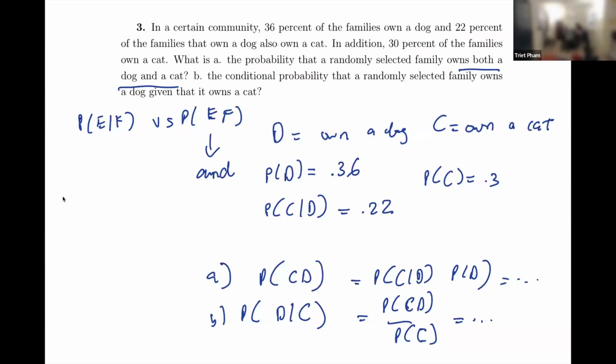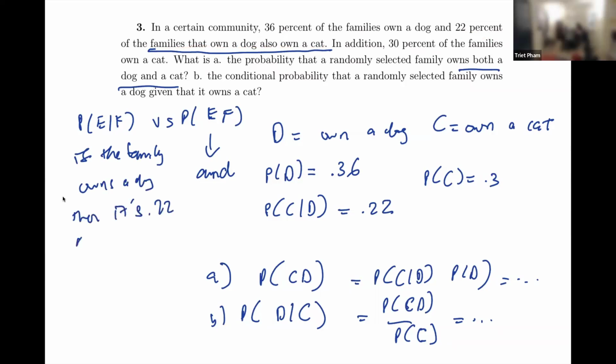And the reason that this should be interpreted as a conditional statement is, I would argue, the way we parse the statement is if the family owns a dog, then it's 22% that they own a cat.